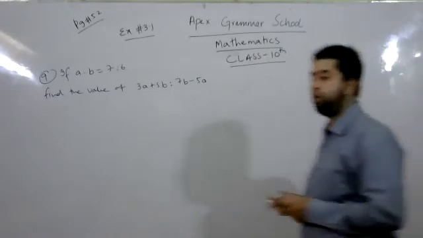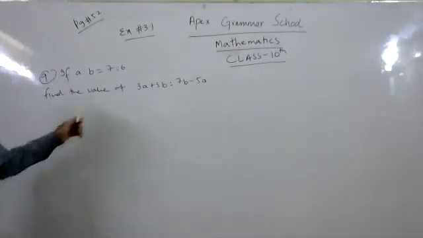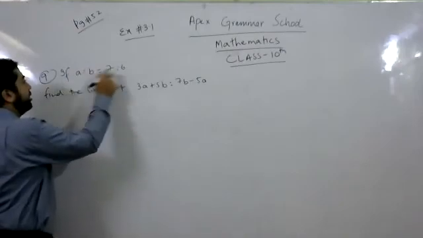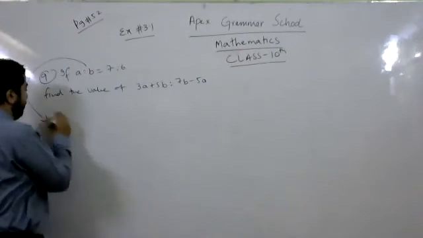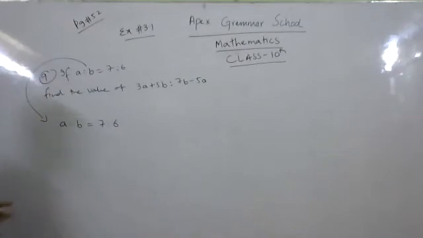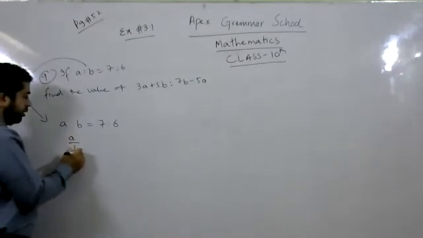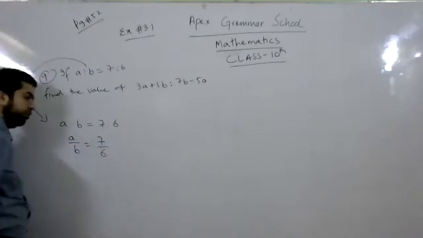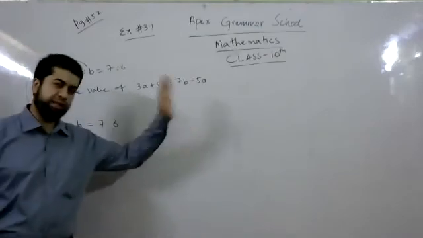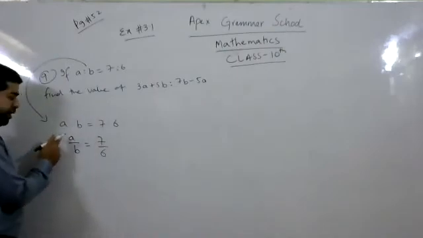We need to solve it. We need to find the value of this ratio. We already have A ratio B, that is 7 ratio 6. You can say that A ratio B is equal to 7 ratio 6, or you can write it as A divided by B is equal to 7 divided by 6. Now you can easily find the value of A. Either you can find the value of A or the value of B, whatever it is. You only need to solve this ratio.